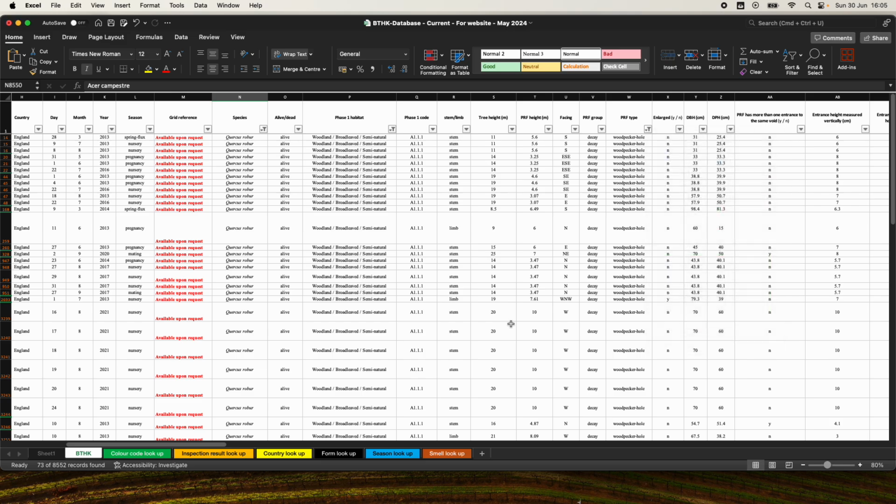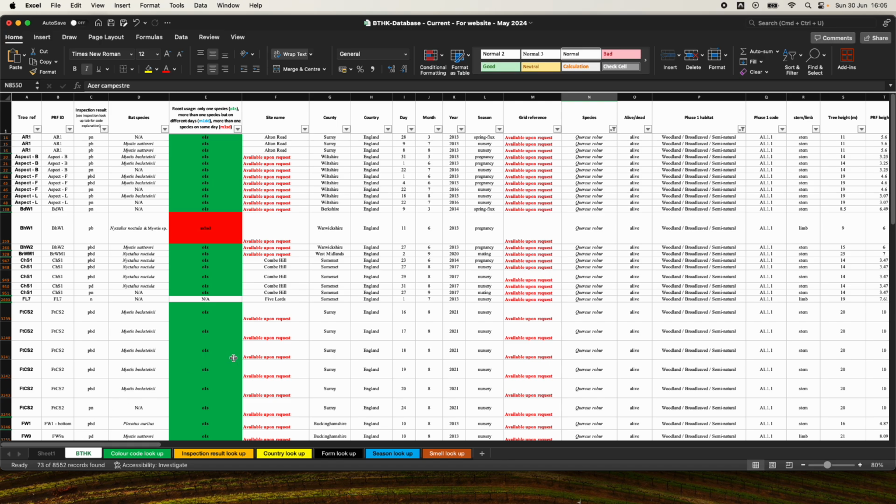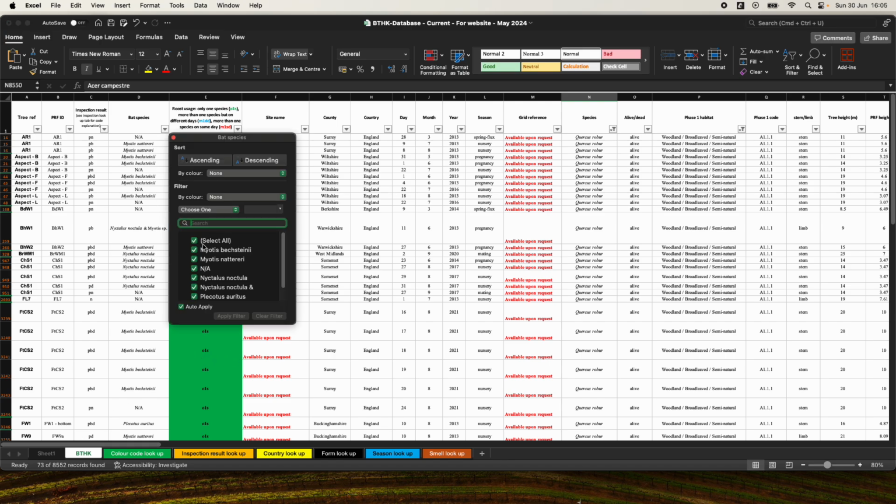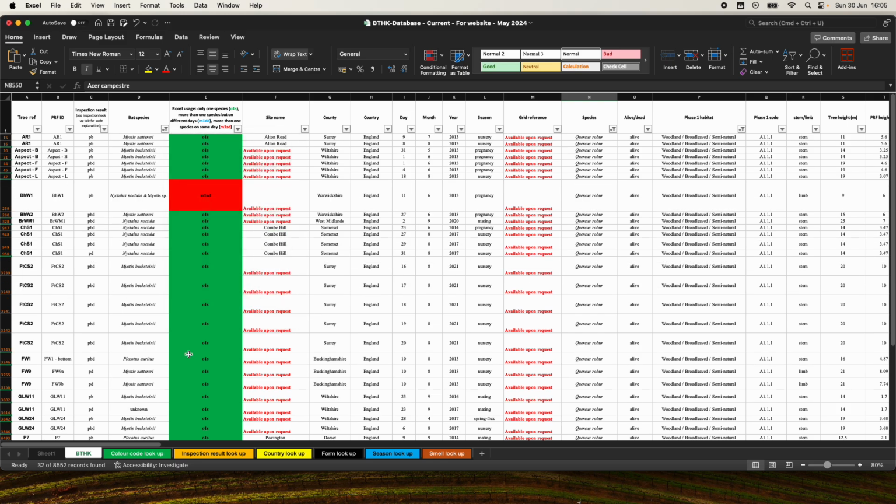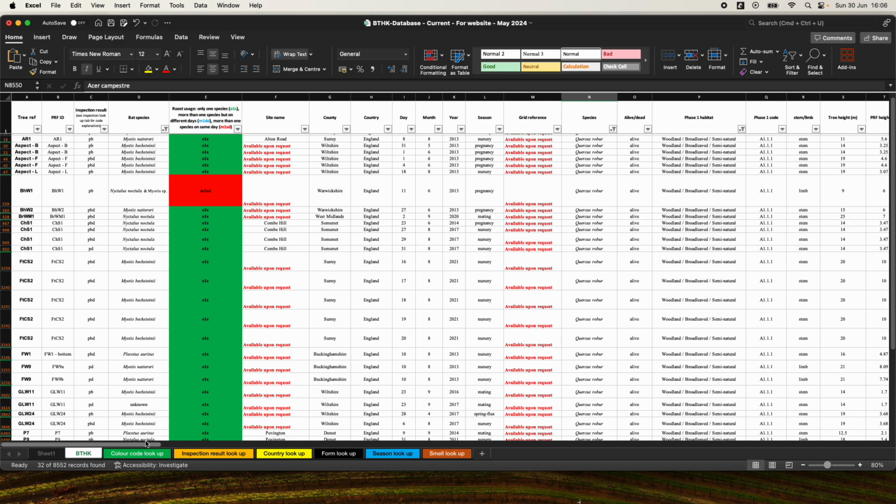And then if we look at these, we may have some null results in there. Scroll across. Yeah, so you can see there's a few NAs in there. We can get rid of those as well. Actually, select all and just deselect that. So these are the records that then populated that pivot table. So if you remember, it was Bechstein's, Natterer's, Noctule, and I think there's some brown long-eared down here as well.